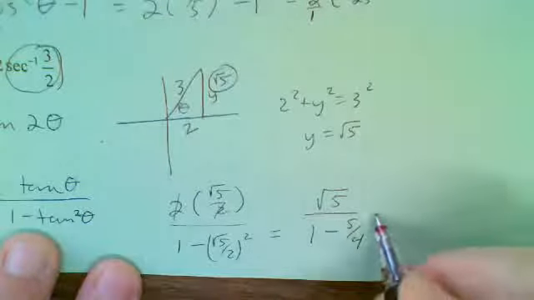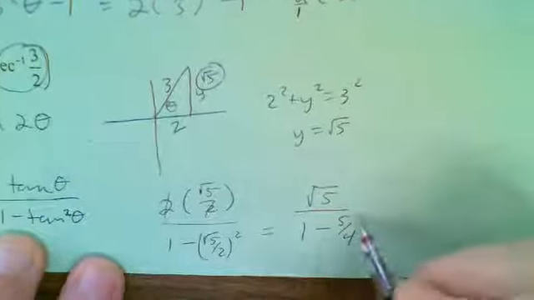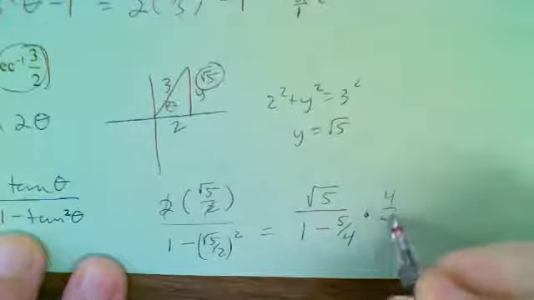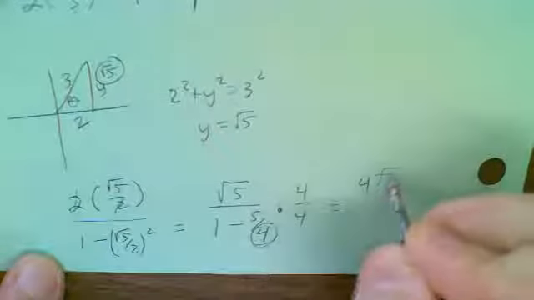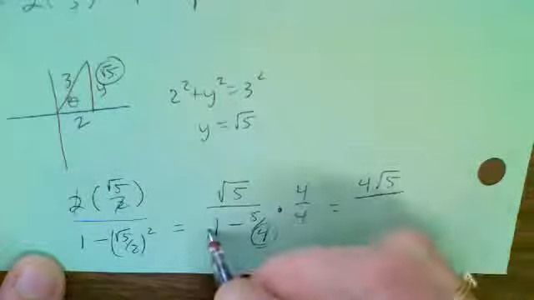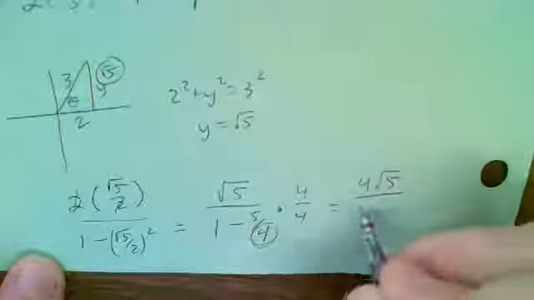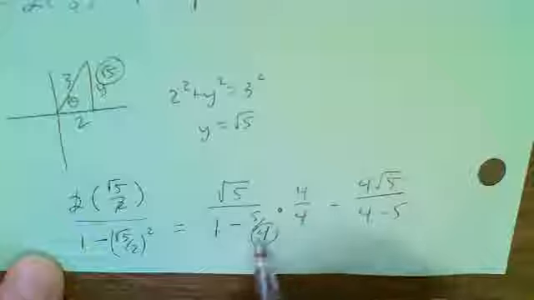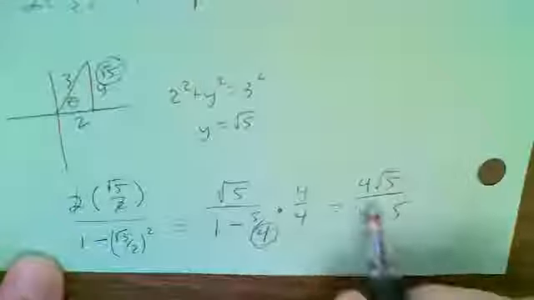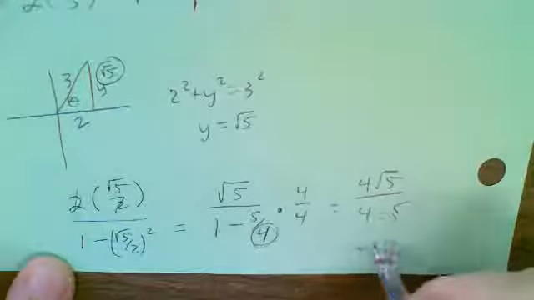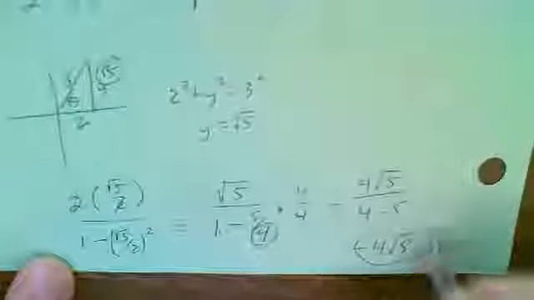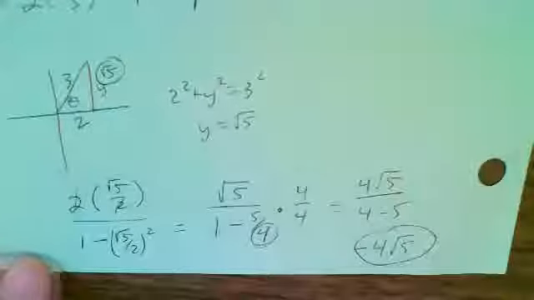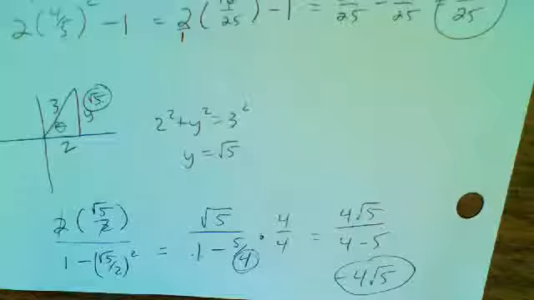And then you could add these together if you wanted to. I probably would just multiply by 4 over 4 right away to get rid of that 4. So I would get 4 radical 5 in the numerator. Down here I'm going to get 4 minus 5. 4 times 1 is 4. 5 fourths times 4, the 4's cancel, I'm left with 5. So I get negative 1 here. So it's negative 4 radical 5, because I get 4 radical 5 divided by negative 1. Okay, so that's the back side of that sheet.